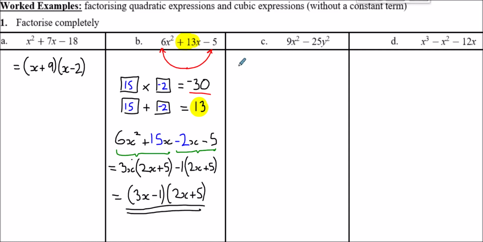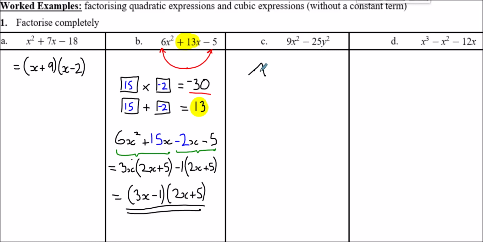For part C, we need to be thinking about this a bit carefully. So 9x squared and 25. The big clue is the coefficients. What type of numbers are 9 and 25? The square numbers. X squared is x squared, obviously, and y squared is y squared, obviously. So these are two square terms. So this is actually one square thing minus another square thing. This is an example of the difference of two squares.